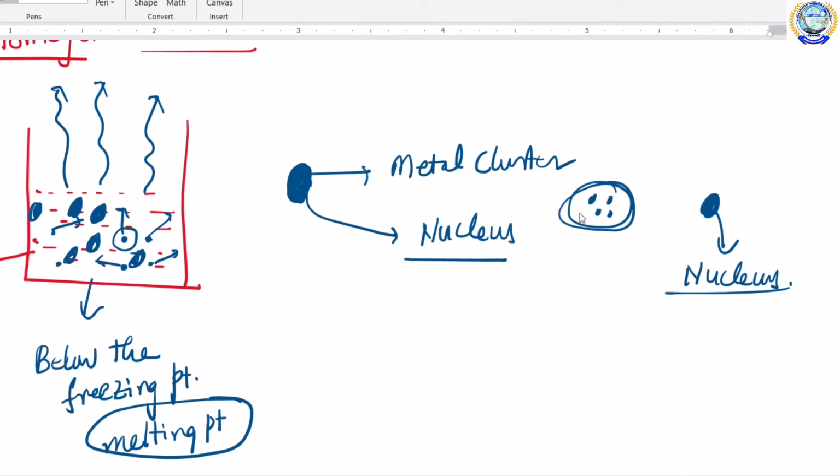Now each nucleus wants to add nearby atoms to increase its size. But all these small particles are moving with different velocities here and there. So to stop their motion, it wants to create a cooling surface around it. To create a cooling surface around it, what will this nucleus do? It will influence some clusters to redissolve in the liquid.